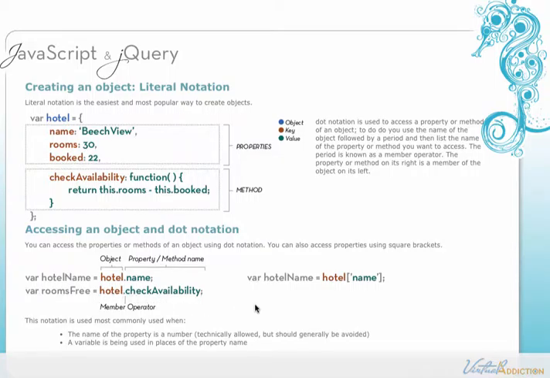You can also access the properties of an object, but not its methods, using square bracket syntax. This time the object name is followed by the square brackets, and the property name is inside them. This notation is most commonly used when the name of the property is a number. This is technically allowed, but it should generally be avoided. Or a variable is being used in place of the property name.